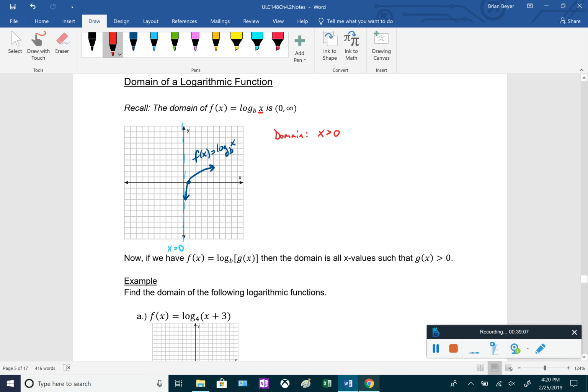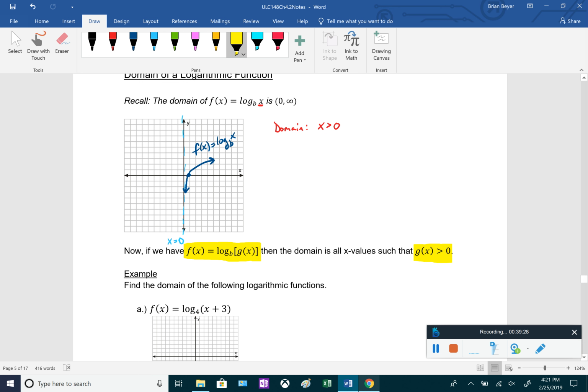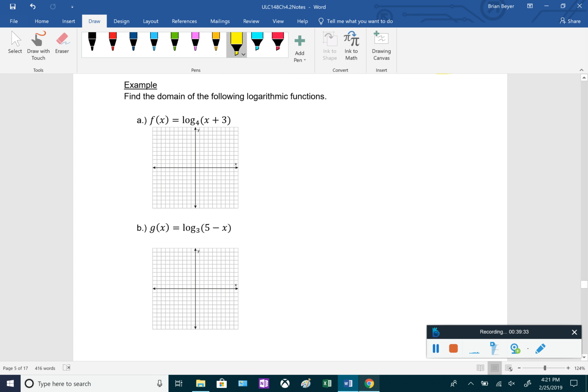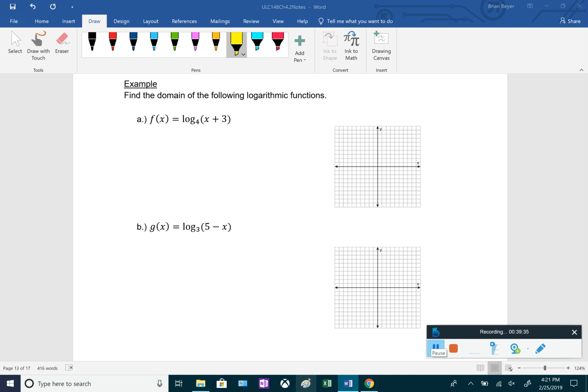So in general, it won't always obviously be log base b of just x. If we have the function log base b of g of x, where g of x is just another expression with x in it, the domain is going to be all the x values as long as g of x is positive. Okay, so let's take a look at some of these examples here. So finding the domain of the following.